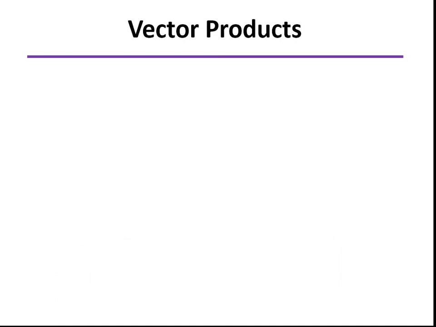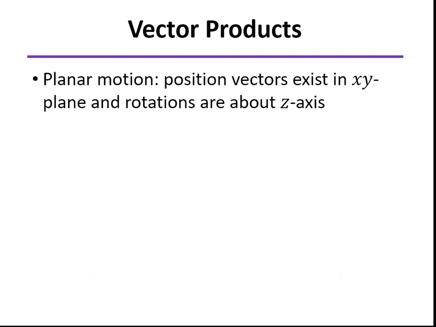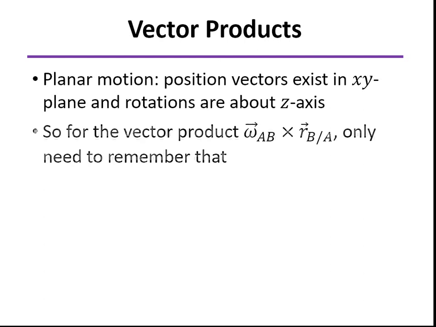Let's talk about the cross product for just a moment, or vector product. Remember that because it's planar motion, your position vectors will only have i and j as the unit vectors, because again, all motion is within the xy plane. That means that rotations are going to be about the z-axis, so they'll only have k as the unit vector in the equation for omega. So when you do omega cross the position vector, the only two cross products you have to remember are that k cross i gives us j, and k cross j gives you minus i. You can remember that with the right-hand rule.